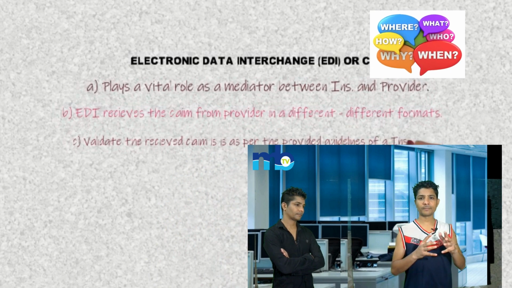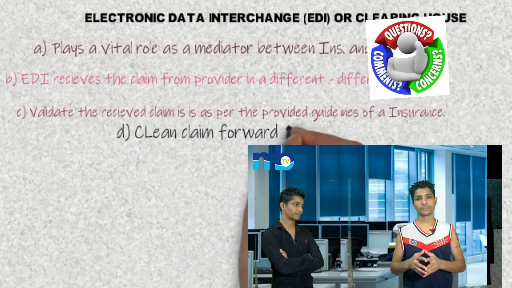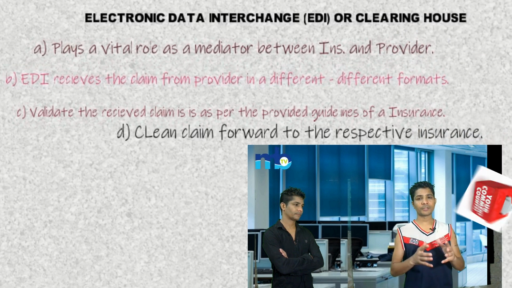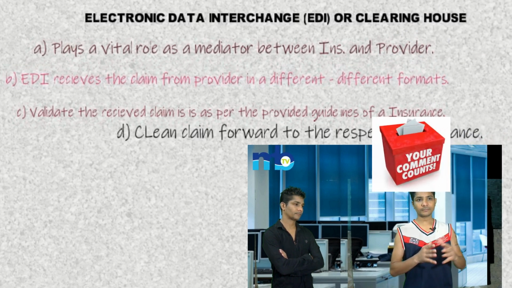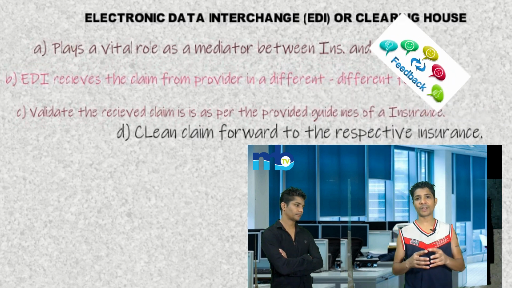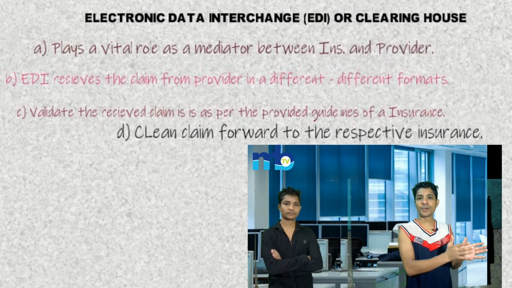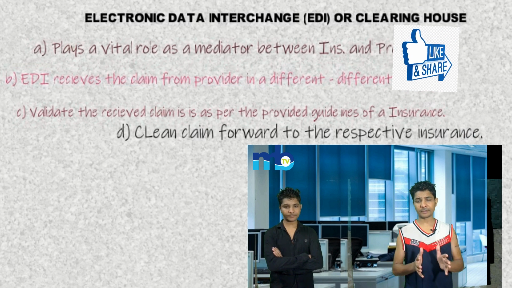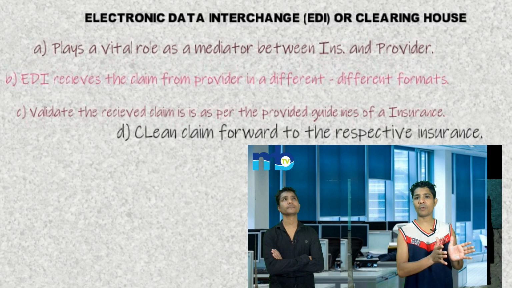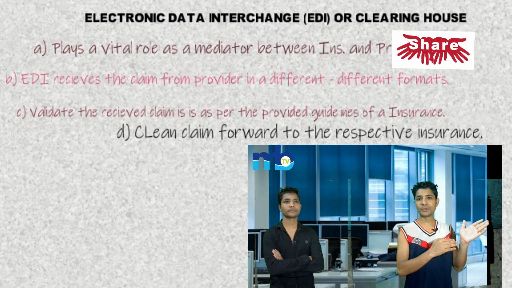They receive claims in different formats from the provider. Once they receive the claim, first, according to the insurance guidelines, they will run that claim and find out whether it is billed according to the guidelines of the insurance company or not. If they find that it is billed as per the guidelines provided by the insurance company to the EDI, they forward those claims to the insurance company.